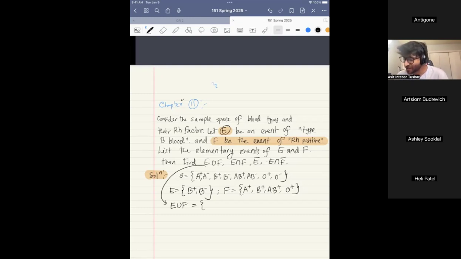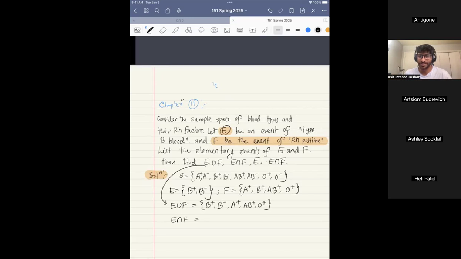So it's going to be all the elements, right? So B positive, B negative, then A positive. I don't need to write B positive again. As I was mentioning before, if you have the same element once, that's it. You don't need to write it twice. And AB positive and O positive. So that's going to be E union F. And E intersection F, what should that be?